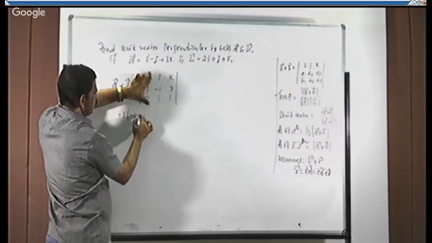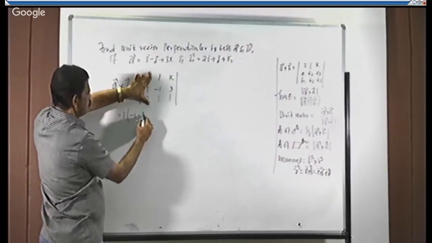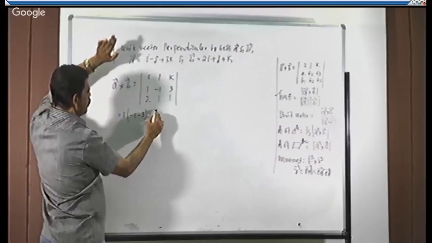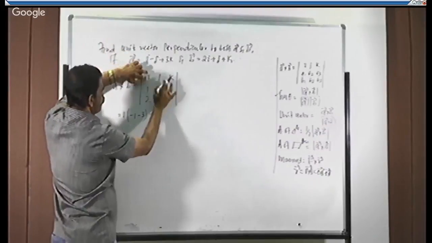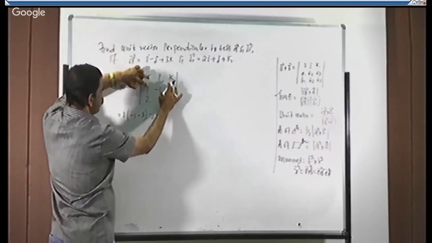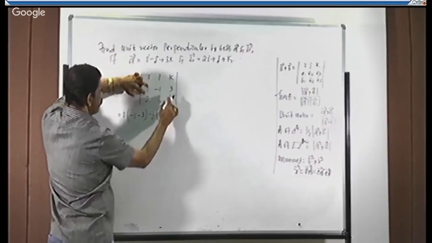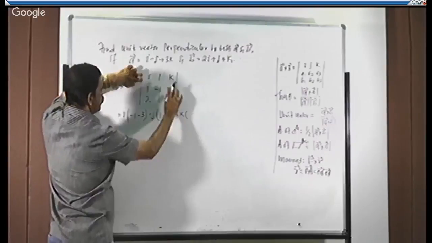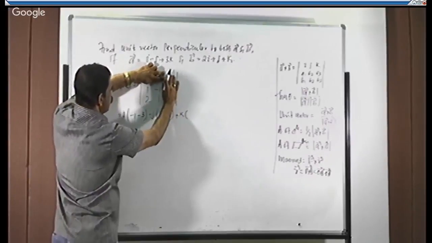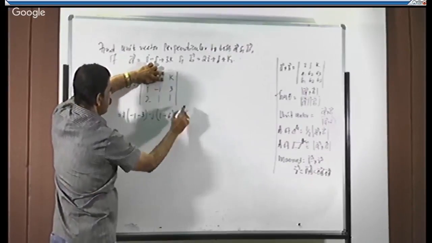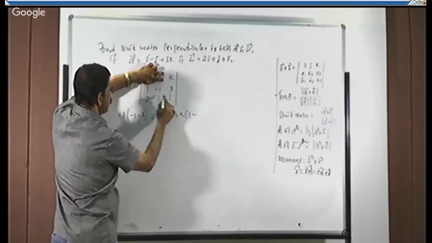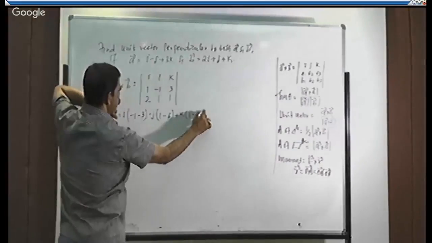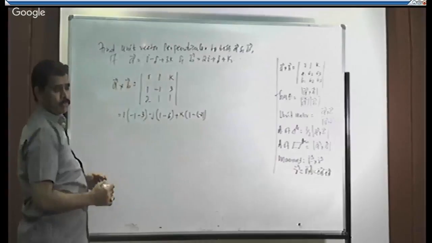Minus 1, minus 1 into 3 is 3. Minus j into, leave this column and row. Remaining elements are these 4. 1 into 1 is 1. Minus 2 into 3 is 6. Plus k into, leave this column and row. 1 into 1 is 1. Minus 2 into minus 1 is minus 2. You can do it directly also.